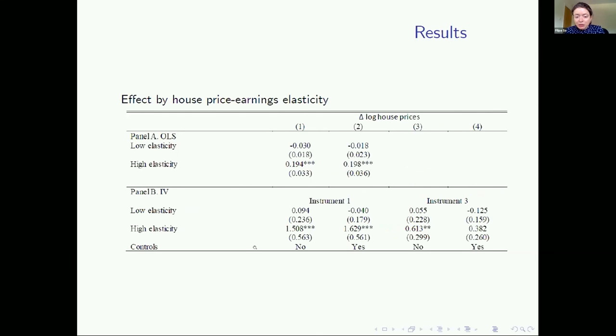The house price earnings elasticity is related with the elasticity of housing supply. So I split the sample and I ran my regression for low elasticity and high elasticity regions. And you can see that the effect is actually coming from the high elasticity regions. Regions with a high house price earnings elasticity are regions with a low elasticity of housing supply. So if it's more difficult to build, you see that if there's an inflow of foreign capital, then house prices will increase by more. Actually, the effect on the low elasticity regions is not significant.